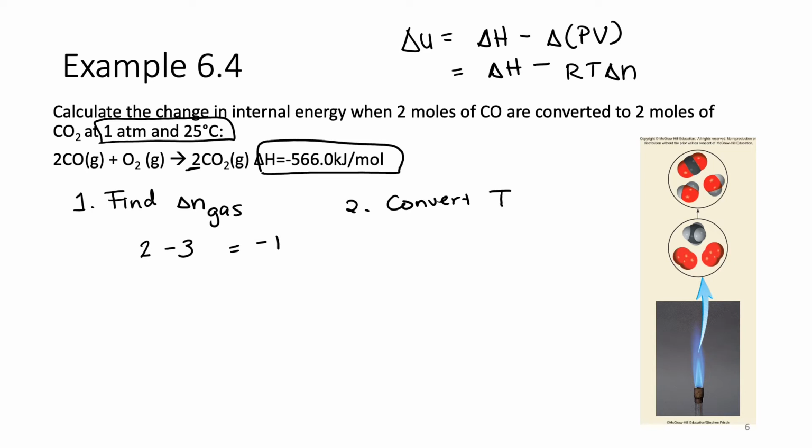Why? Because for some reason we insist on giving everything to you in Celsius, when Celsius is completely useless and you need to always convert to Kelvin. So that temperature, you have 25 degrees Celsius plus 273 is going to equal 298 Kelvin. Yay, you!